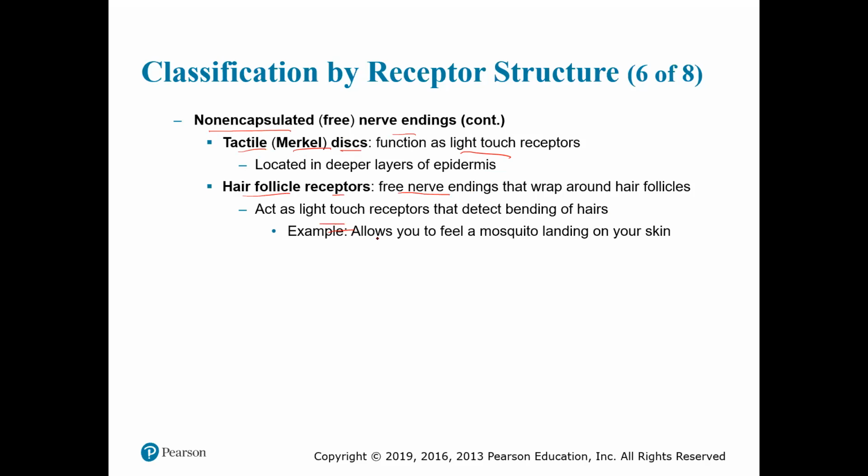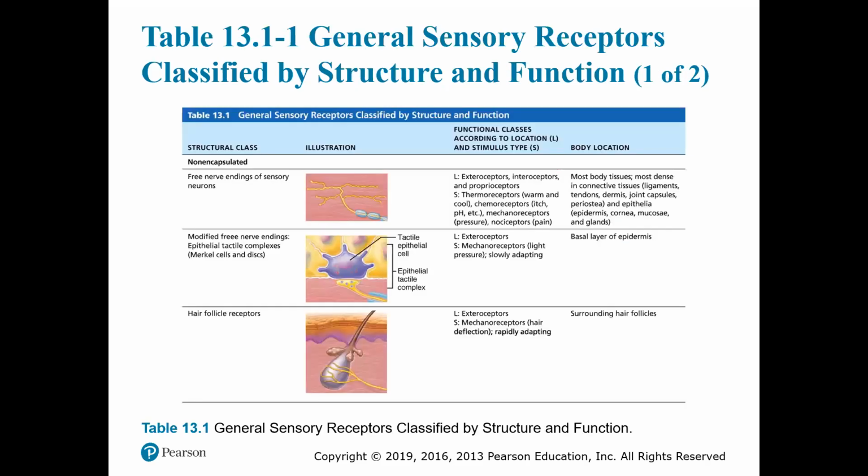So they kind of amplify the light touch. Look, this makes sense, right? You could feel that mosquito landing on your skin, a slight change in stimulus that causes an action potential, so you could perceive that. So the hair follicle receptors are about that really light touch. Merkel's discs are the light touch we use on our fingers, right? When we really want to close our eyes and feel something and see what we perceive as that light touch feeling. So here you go.